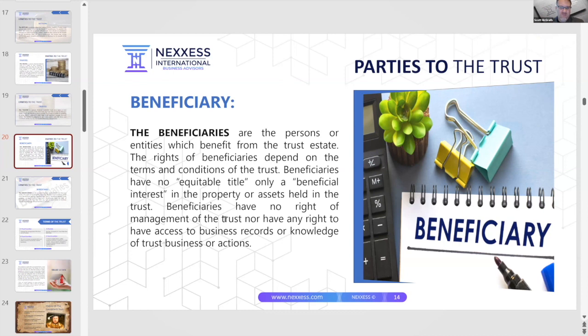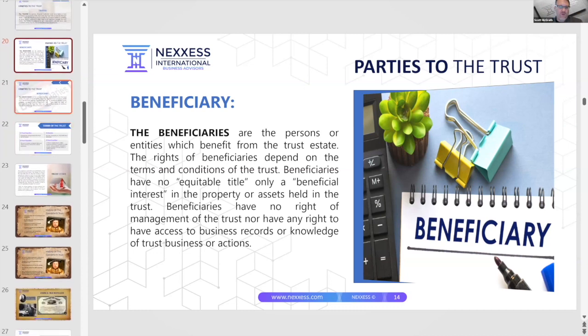And that's real important. Beneficiaries have no right of management of the trust, nor any right to access business records or knowledge of the trust, business, or actions. Why? Because that's what it says in the trust document. Whoever set it up set it up like that. Our trust is a spendthrift trust, which means the beneficiaries do not have rights or access to anything unless they're given that from the trustee. And that's why our trust has all the powers that it has.